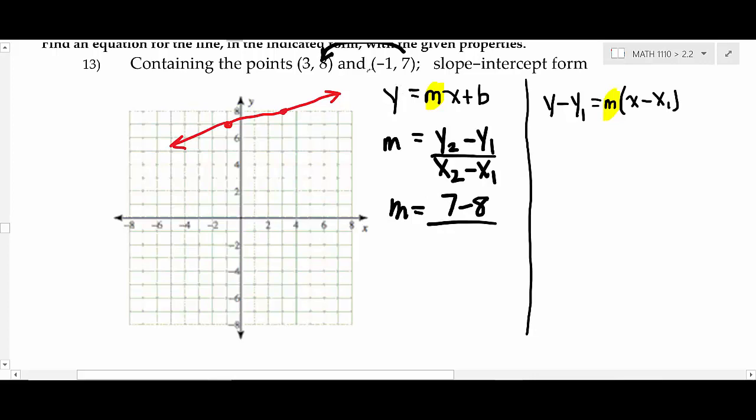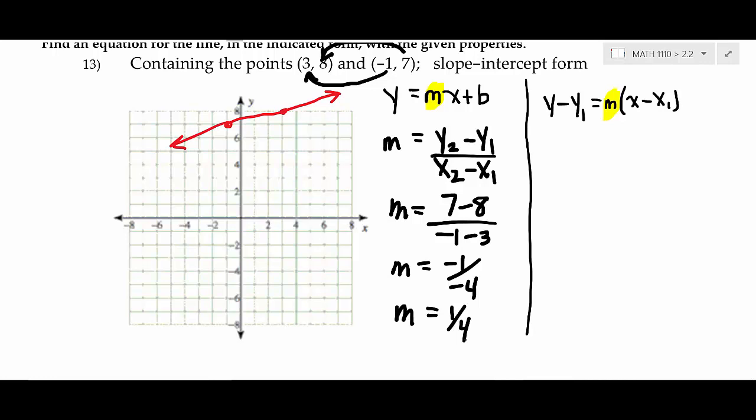When I do the run, I subtract the x values in exactly the same order, so I get -1 minus 3. Okay, so that's going to leave me with m equals -1 over -4. The two negatives divide to make a positive, so you would have m equals 1/4. Now, if you look at the line we drew, does that make sense to you? That you would be going up 1, right 4?